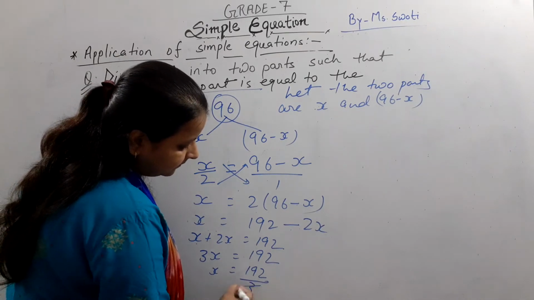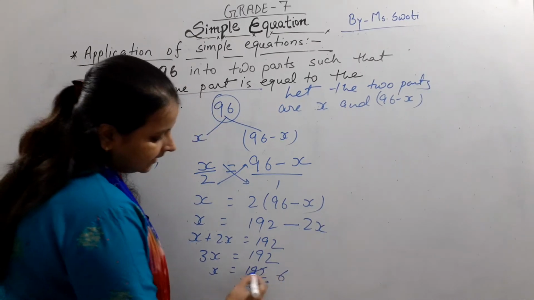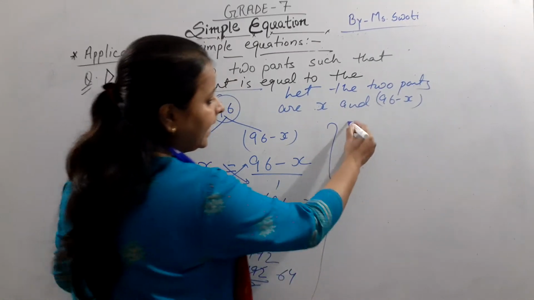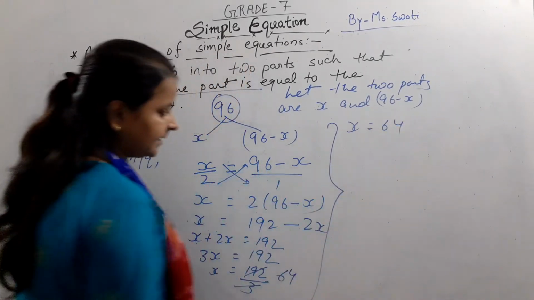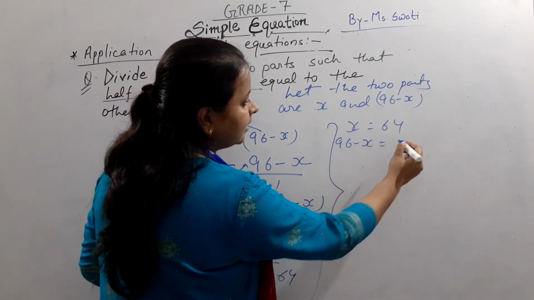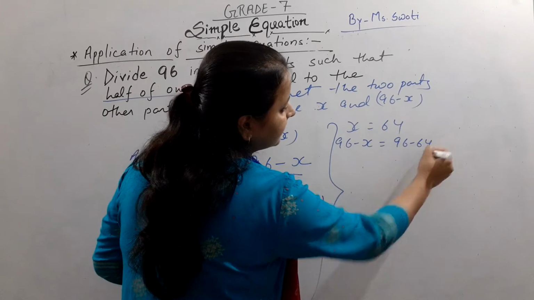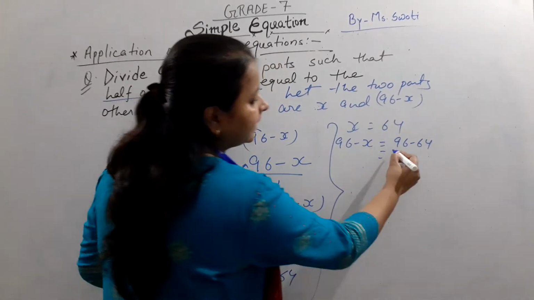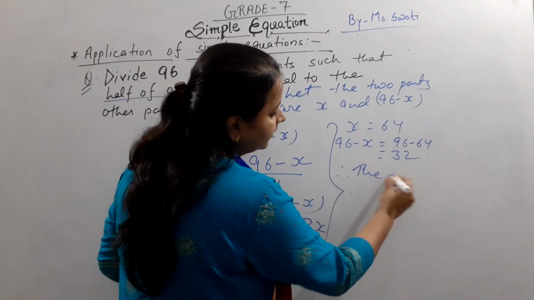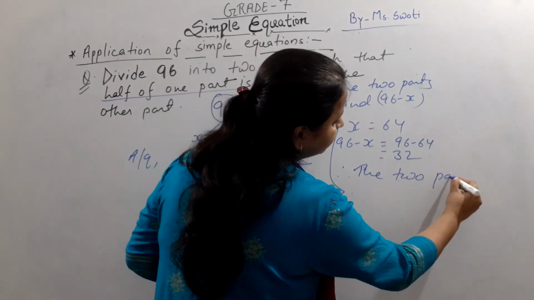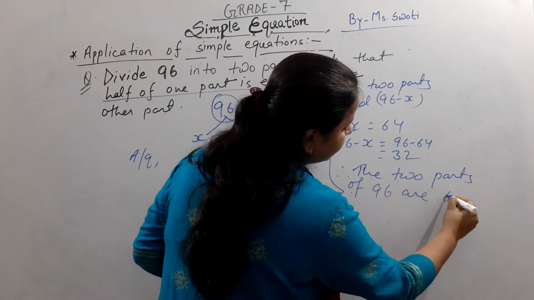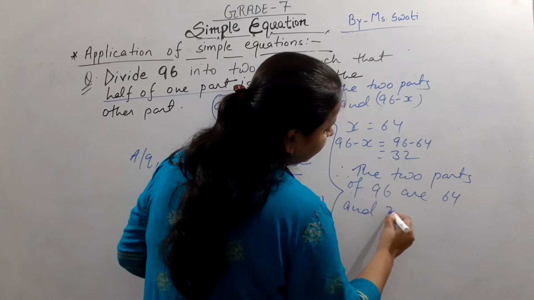And we get here 6 3s are 18 and 6 4s are 24, so x is equal to 64, and the other part, that is 96 minus x, we get 96 minus 64. What we get here? 32. Therefore, the two parts of 96 are 64 and 32.